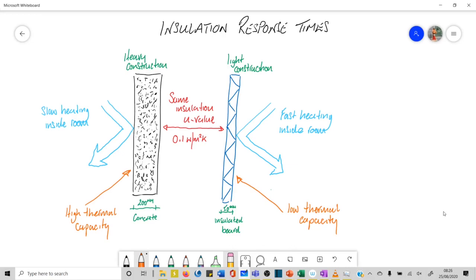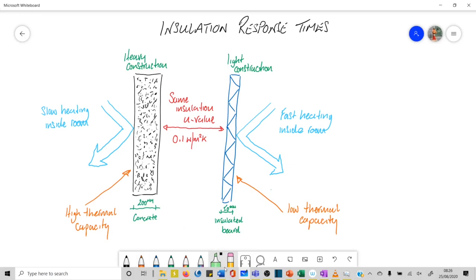So as you can see, this was a sketch that I gave you last week in the questions. And the question was to compare the advantages and disadvantages of the two constructions there, one heavy, one light, and to discuss the advantages and disadvantages in terms of insulation, response times, cost, and performance.